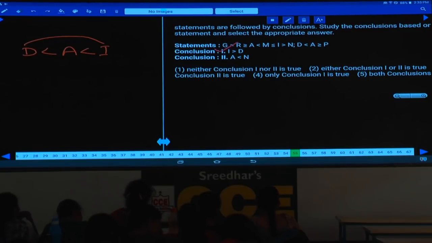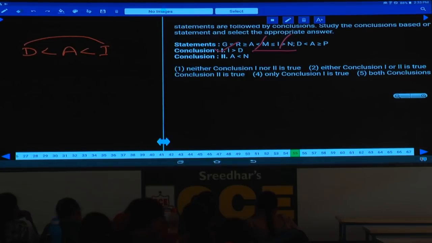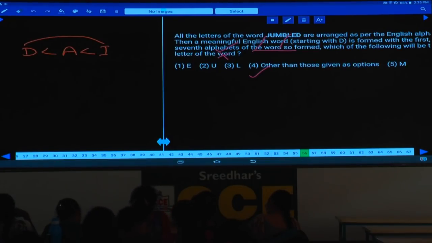Now the relation between A and N. Now between A and N there is 1 lesser than, 1 greater than, two opposite symbols, hence no relation. Hence only conclusion 1 is true, that is choice 4. Question number 55, that is choice 4 is the answer.